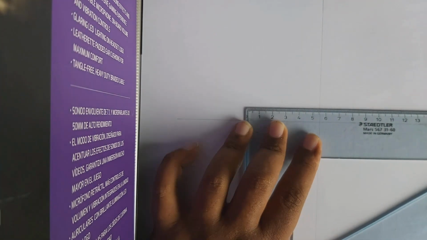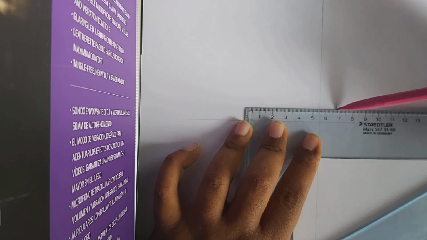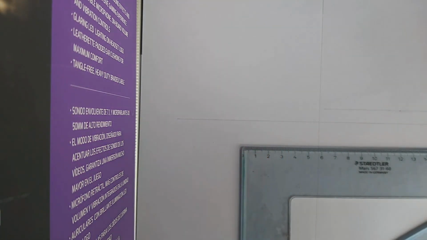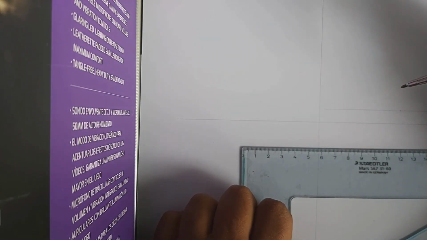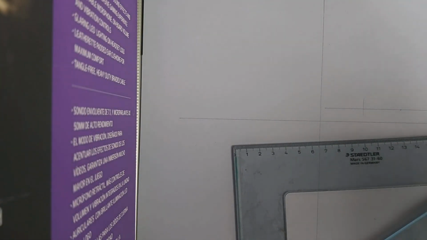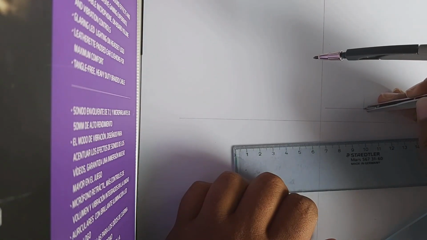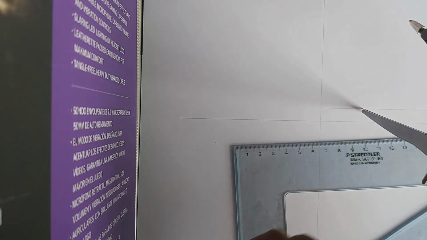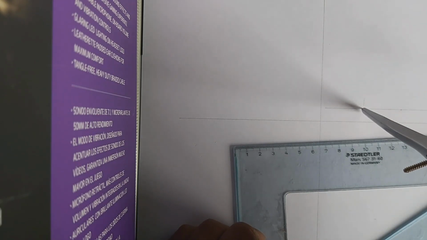Now, first, I'm going to be constructing the front view here, which is a triangle. And from the method, the triangle is an equilateral triangle, meaning that all of the sides are equal and all of the sides are 70 mm. So you can see me using my compass here to construct the triangle.